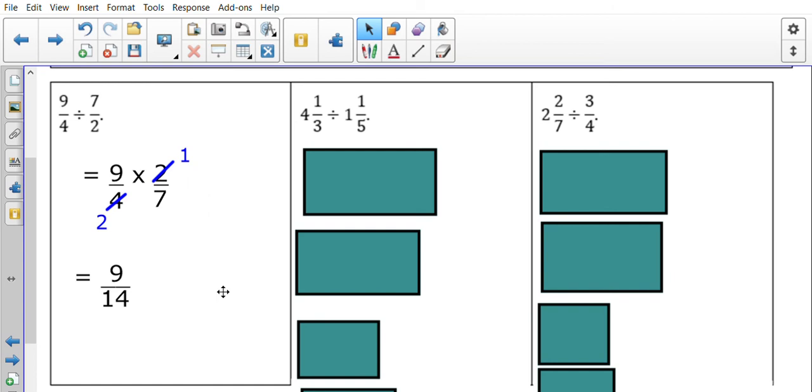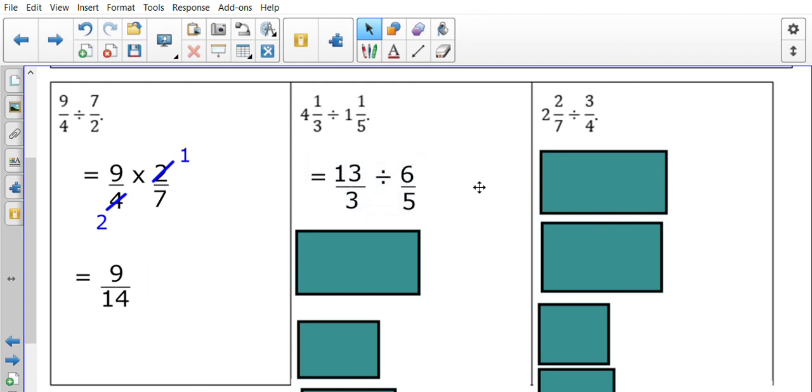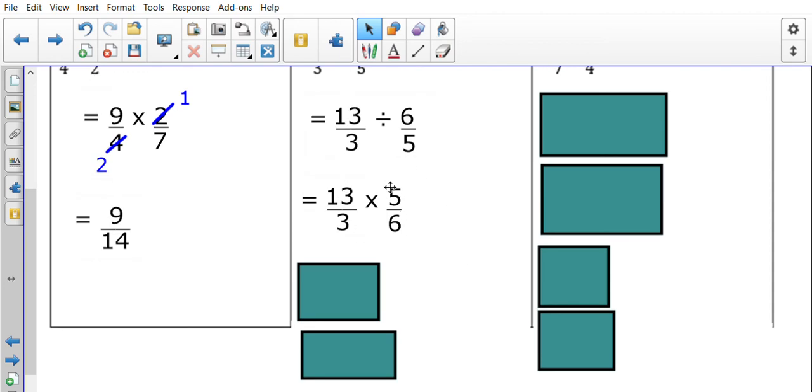For the second example, okay, you're going to have to change them to improper fractions first. Then flip your second fraction, change it to a multiplication. There's no simplification in this question. You can't simplify either diagonal, so you go straight to multiplying the numerators and multiplying the denominators together. Remember, you could do a multiplication at the side for your 13 times 5 if you didn't quite know that in your head.